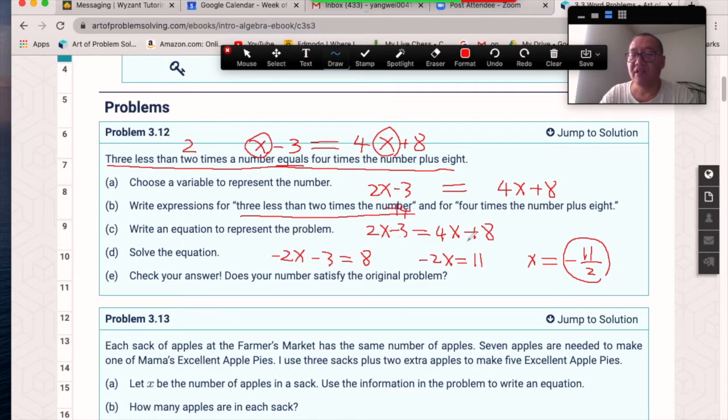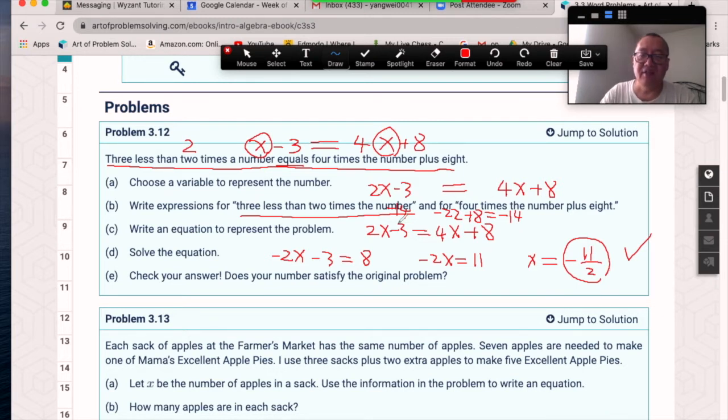This is the left side. Then now let's plug this one into the right side. 4 times negative 11 over 2, that will be negative 22, then plus 8. So this one also gives us negative 14. So now both sides equal negative 14, so that means they're equal. So that means the answer we got is correct. So this is exactly the steps for you to solve a word problem. First, you need to assign a variable to represent that number. Then you convert the English language to the mathematical language.